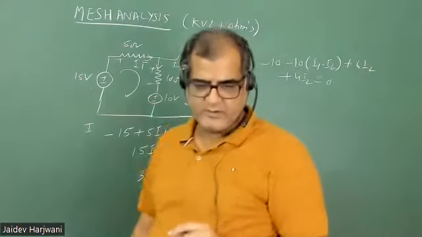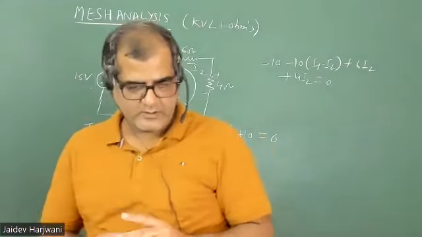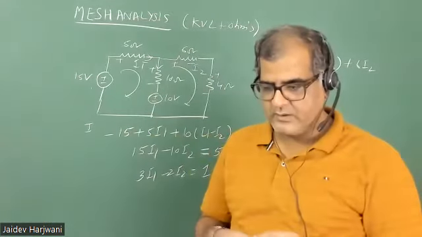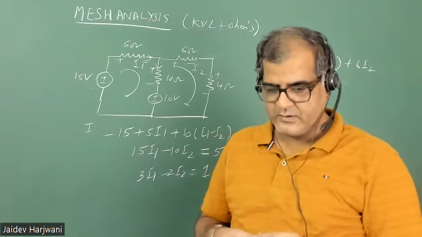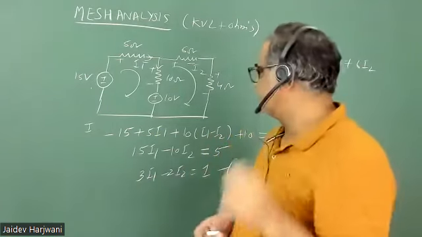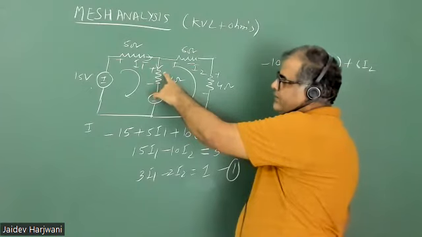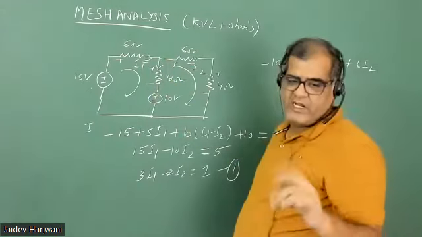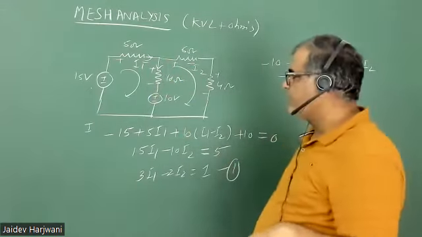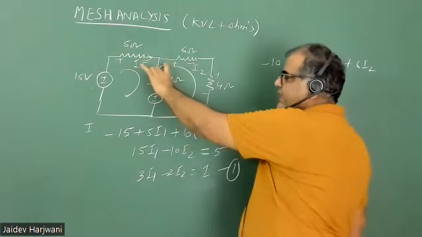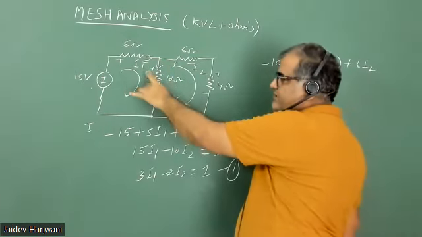Clear? Can we also write it using the direction of the mesh current? The current is either I1 minus I2 or I2 minus I1, whichever is more. So I'm assuming I1 minus I2. So this drop is plus, minus.